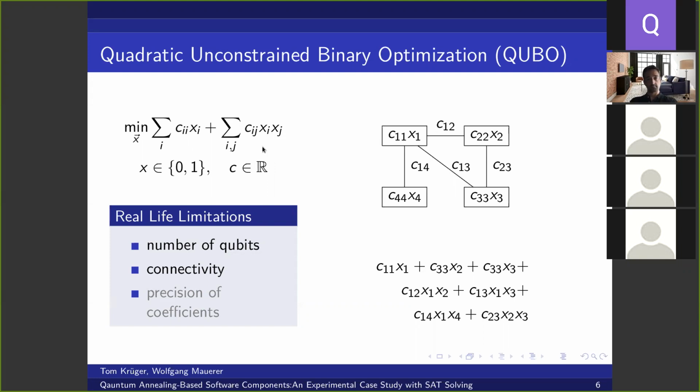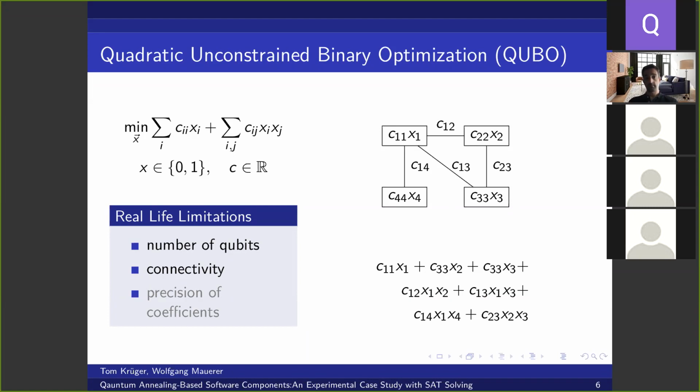Now, it is also possible to represent such a QUBO function with a graph-like structure, where the binary variables x are the nodes, the connections between binary variables are the edges between nodes, and the real coefficients are either edge or node weights. This will become important later.